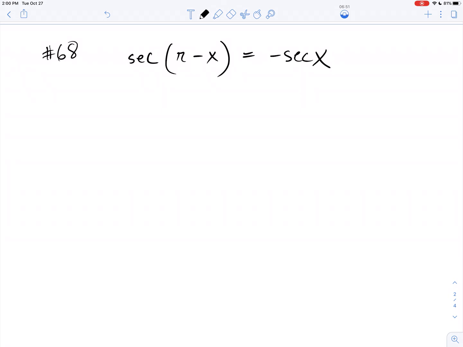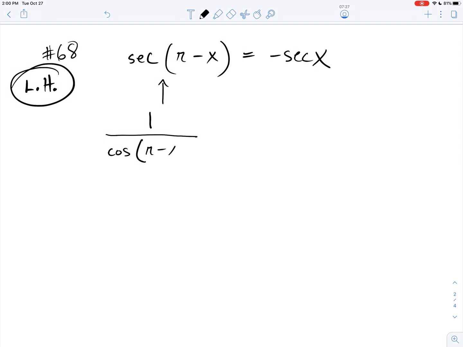This is the identity. They want me to prove that the stuff on the left is equal to the stuff on the right, and I am going to do a left-hand only proof of this. But here's the sneaky thing they don't tell you. There is no secant sum or difference formula. But what is secant? Secant is the reciprocal of cosine. So I can rewrite this side right here as 1 over cosine of pi minus x.